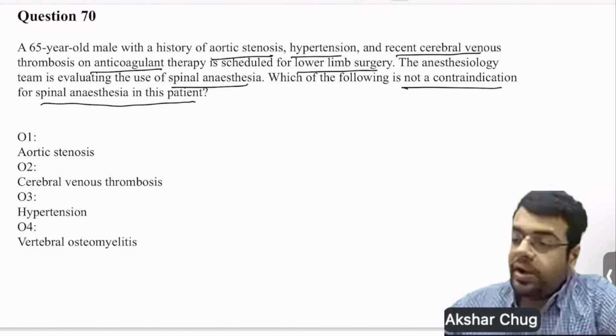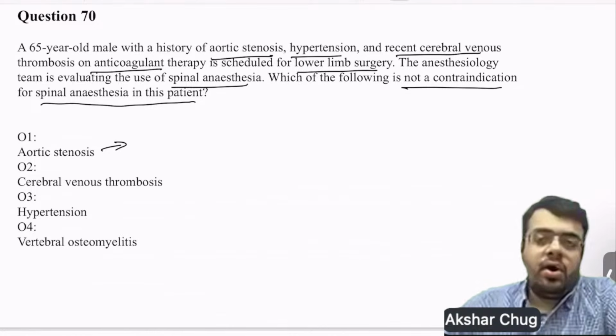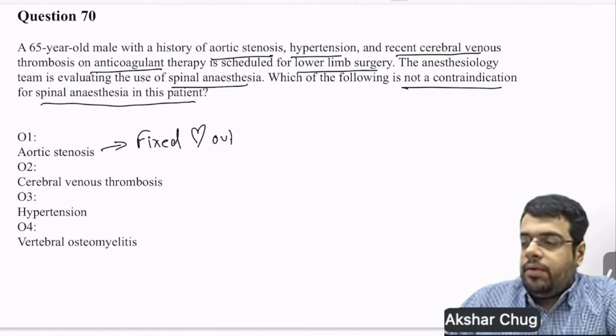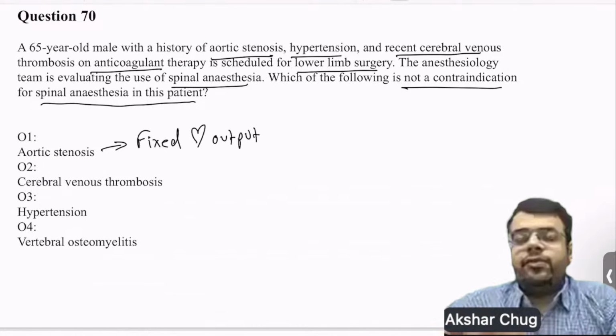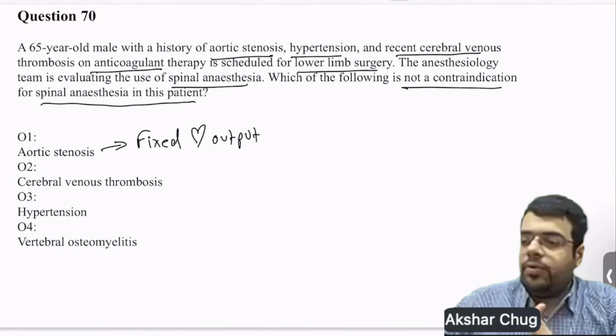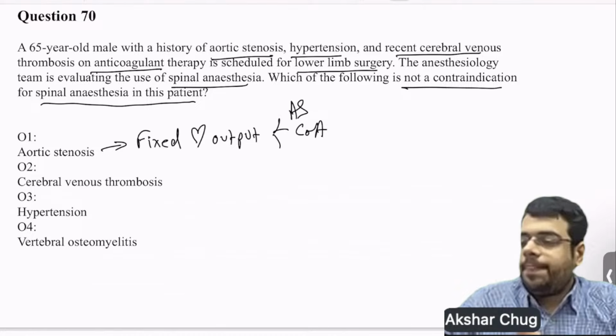Okay, so aortic stenosis. Now, in cases of aortic stenosis or coarctation of aorta or Eisenmenger syndrome, they represent fixed cardiac output. So when there is hypotension or when the cardiac output falls, the heart cannot compensate by increasing the cardiac output. So conditions having fixed cardiac output are usually a contraindication, including aortic stenosis, coarctation of aorta, and Eisenmenger syndrome.